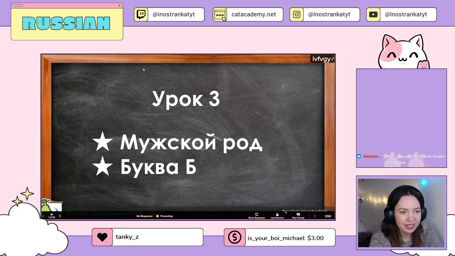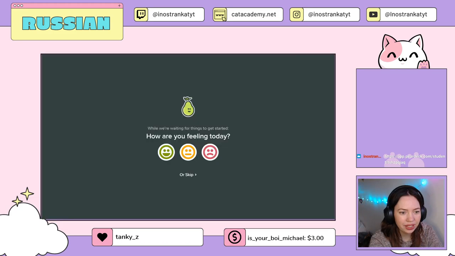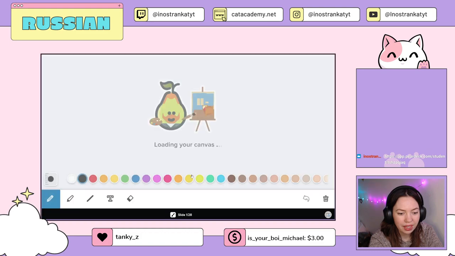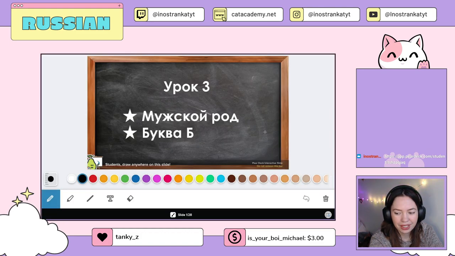So after clicking on the link, you will see a window like this. Just click on any icon you like. How are you feeling today? Green, orange, or yellow and red, or just click skip. You will see everything that I have, but you can also draw on the slides. But if you follow the lessons, you already know it.